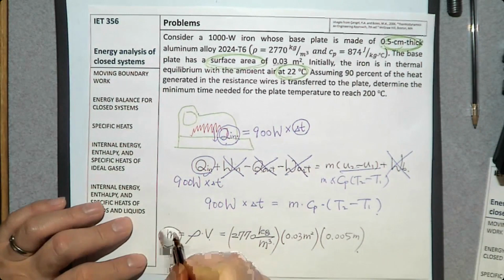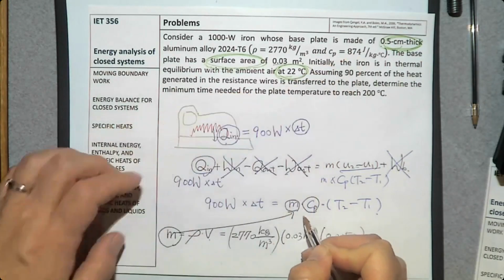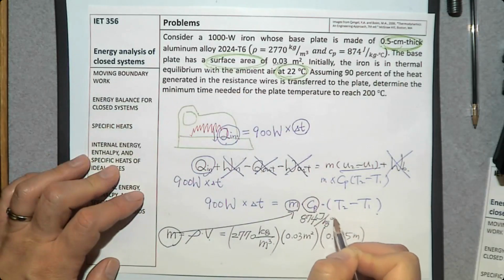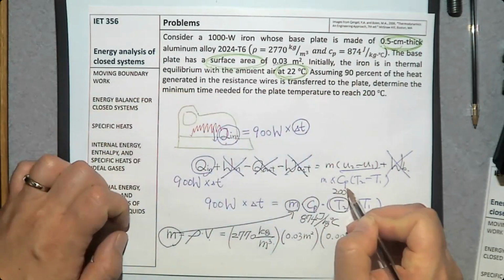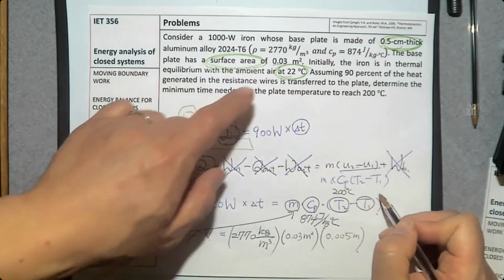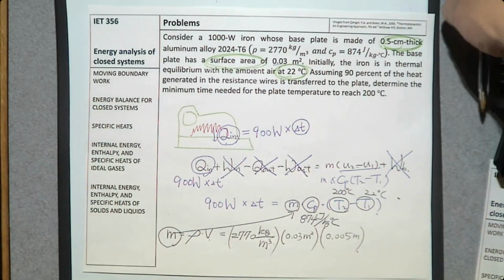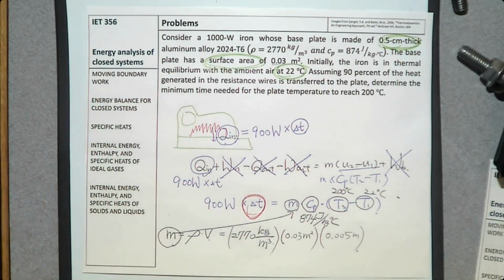So this mass goes in here. What is the specific heat? 874 joule per kilogram degree Celsius. What is the final temperature? 200. What is the initial temperature? 22. So we have everything but delta T. Can you determine how long it takes? Yes, you can. I don't know the answer, but you can calculate that, right?